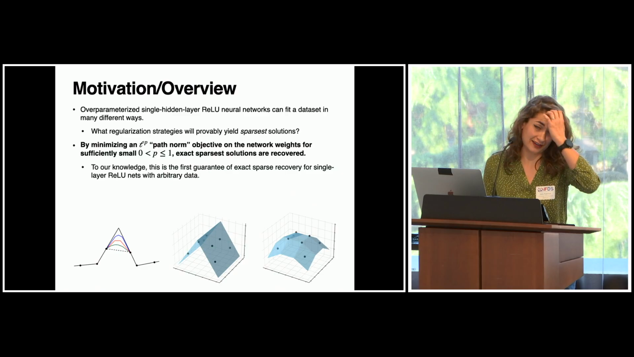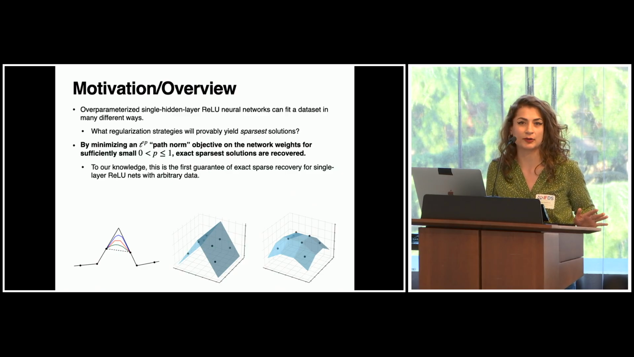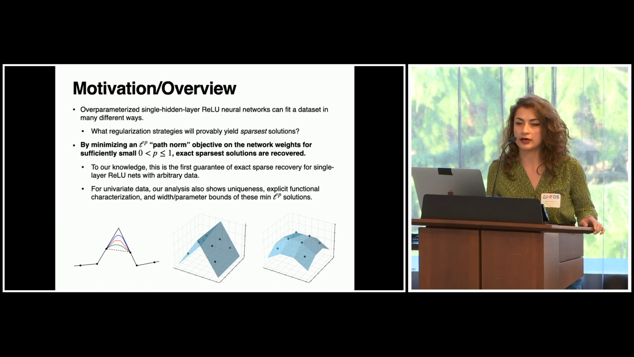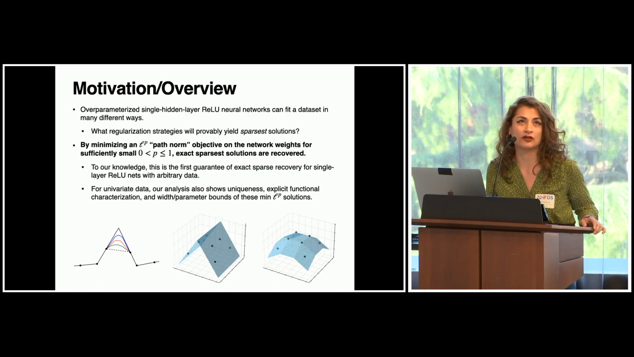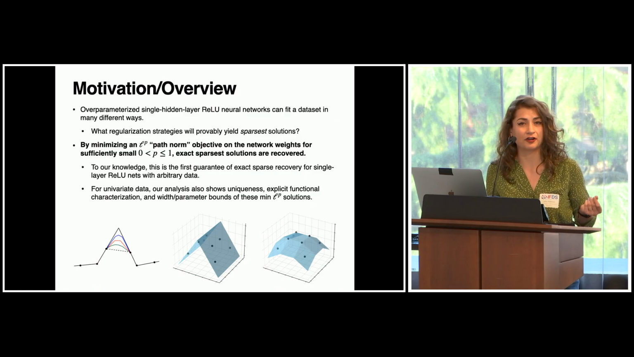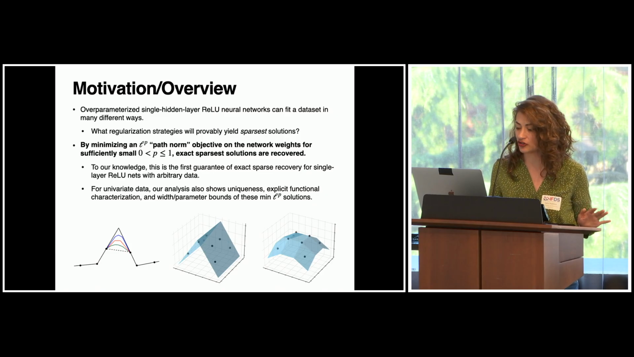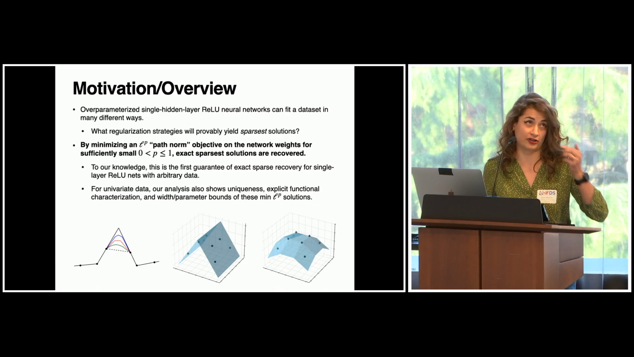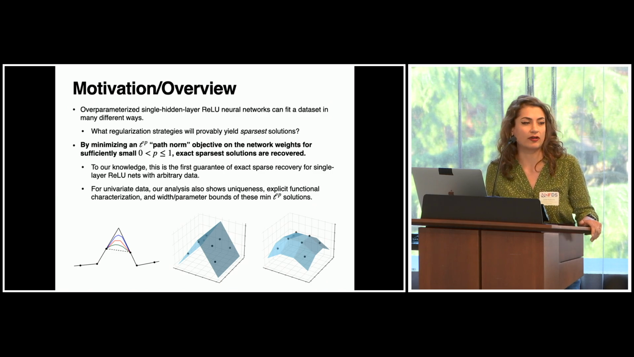To our knowledge, that is the first guarantee of exact sparse recovery that exists for ReLU neural networks with arbitrary data. And in the univariate case, when you're fitting data points which are just scalars, one-dimensional, our analysis also shows a little bit more. You can explicitly characterize the functions that are learned when you solve this type of LP minimization problem, and that analysis gives you some bounds on the Lipschitz constant of the solutions, and in parametric terms of the neural network, it gives you bounds on the parameters and the width.